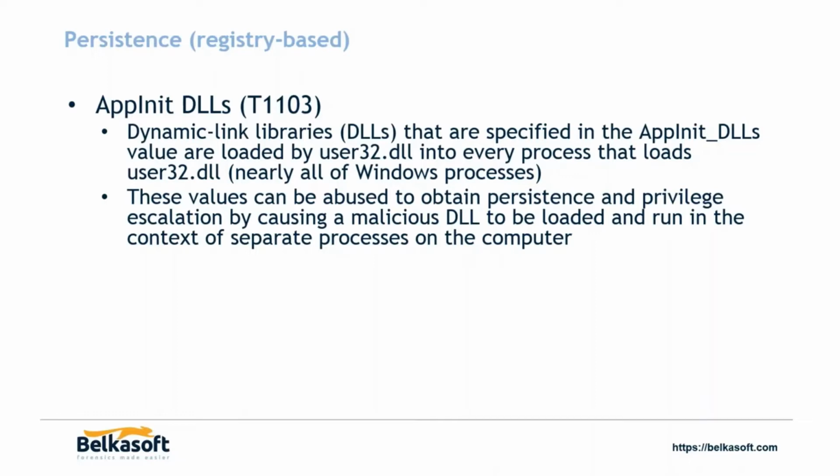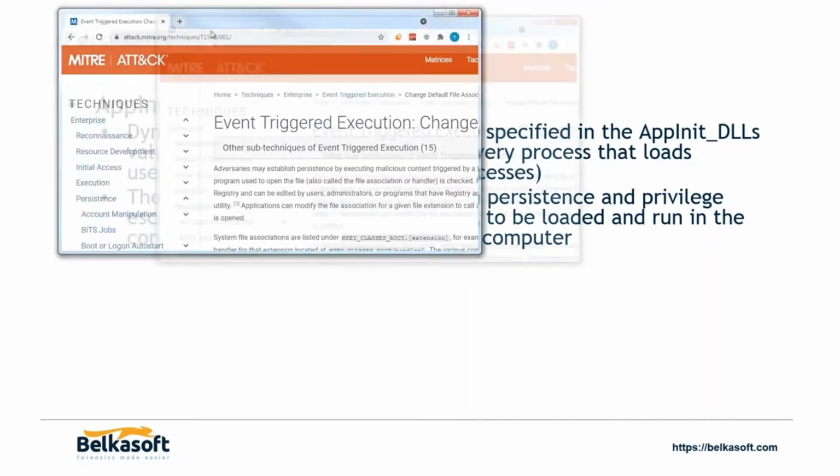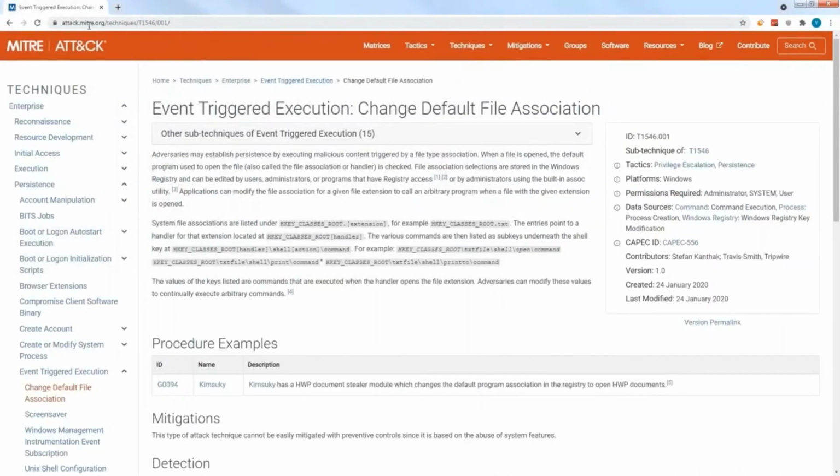Now, the first thing you'll probably notice on this slide is the T1103 in parentheses. This is actually an attack number based on the MITRE ATT&CK framework. So if we browse to attack.mitre.org and take a look at one of these T values, the one we're looking at here is T1546.